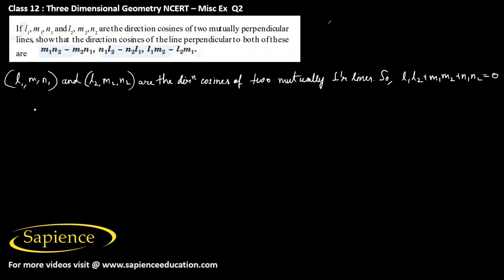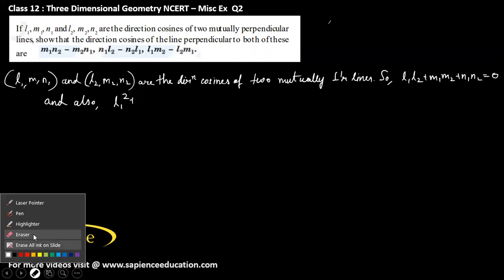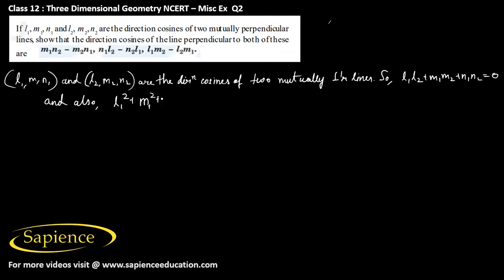And also the sum of the squares of the direction cosines should be equal to 1. So it means L1 square plus M1 square plus N1 square is equal to 1, and also L2 square plus M2 square plus N2 square is also equal to 1.